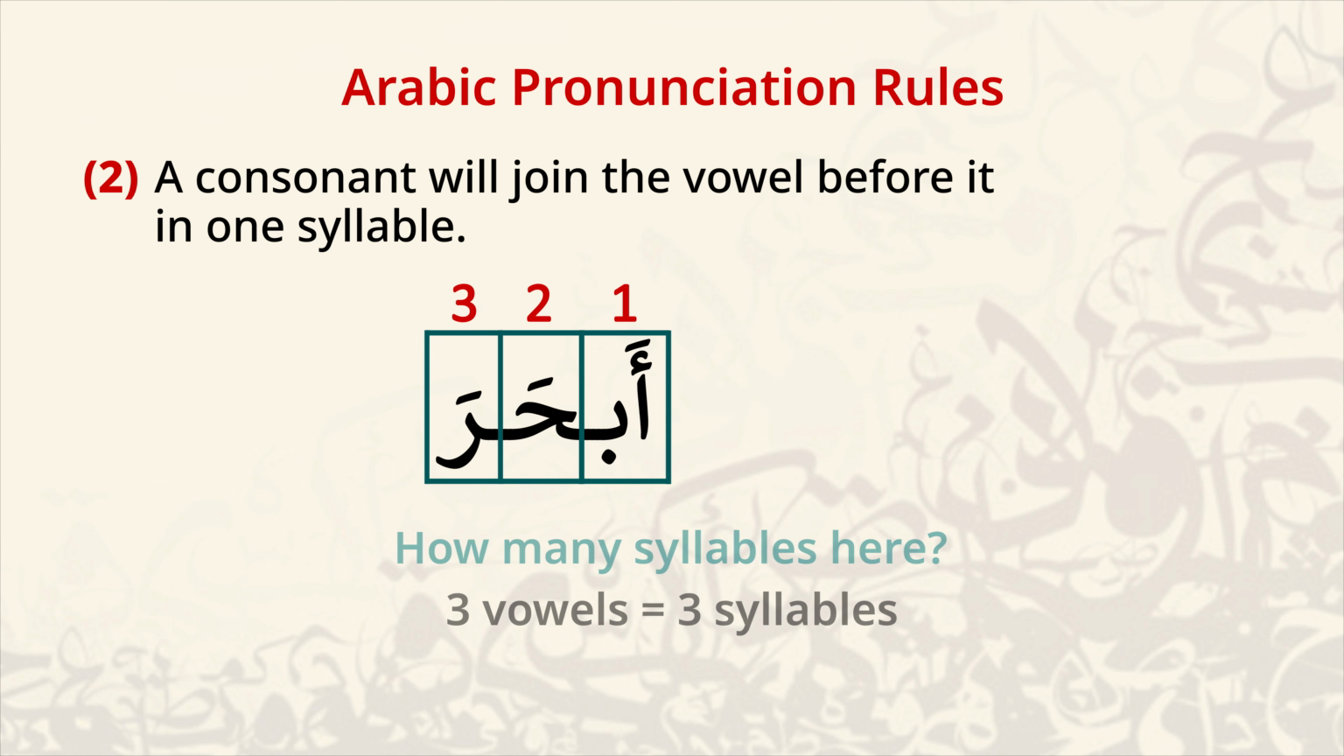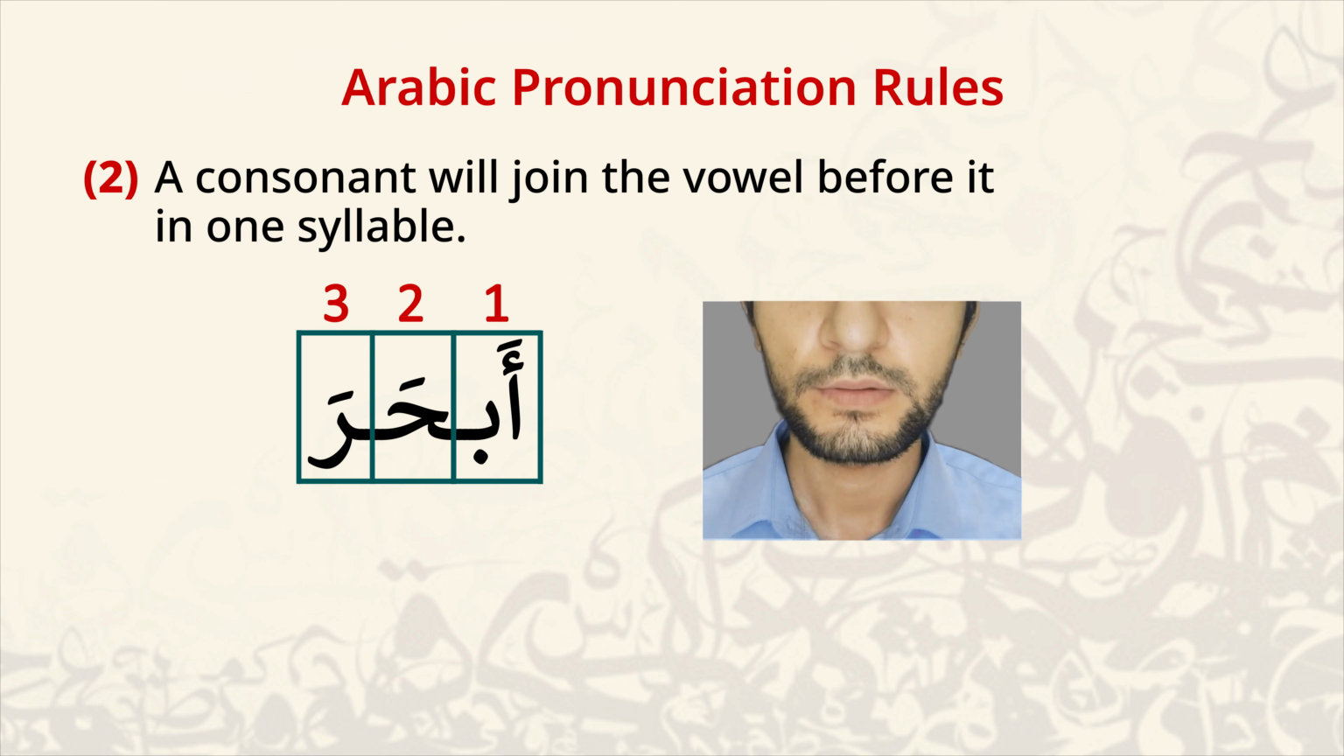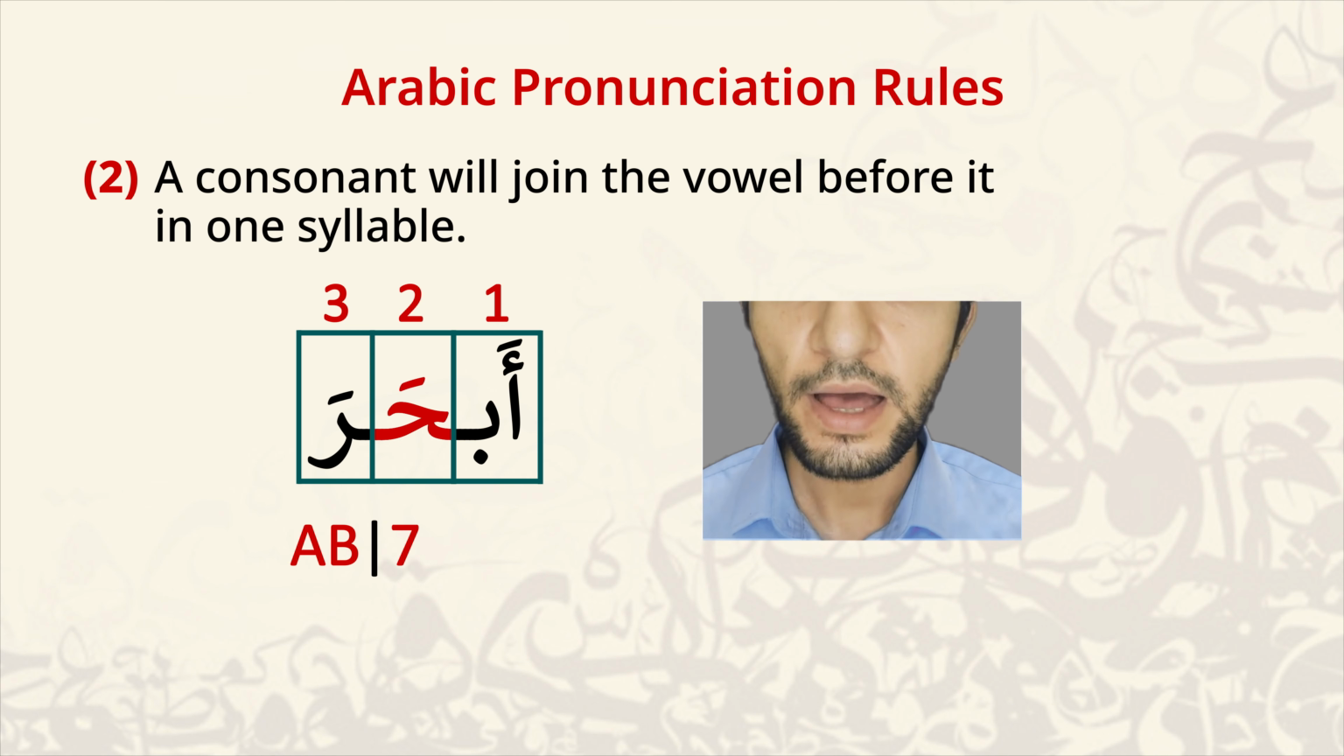Let's do the analysis. The first syllable has 2 letters. The first one is just a, that's all. And the second letter is b, b, without a label. So the first syllable here is ab, ab. The second syllable has the letter ha, and its label is fatha, so we add ha, ha. The last one has the letter ra, which has a sound r, r.